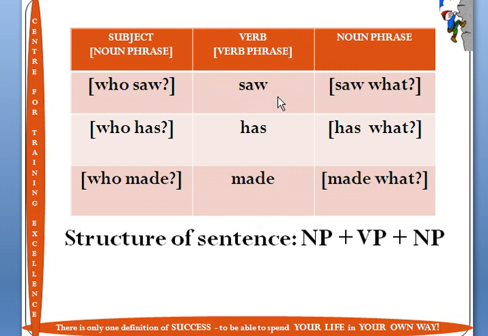The first sentence has the verb saw. So, who saw? And saw what? The second sentence has the verb has. Who has? Has what? The third sentence has the verb made. Who made? Made what?